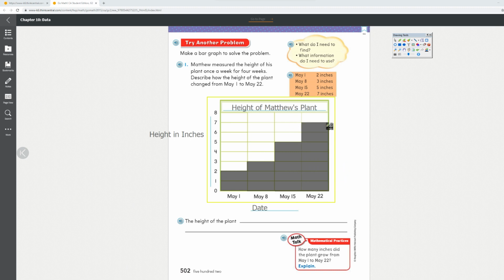So looking at this information, what do you guys think? Did the height of the plant go up? So did the plant get taller? Or did the plant go down in height and get shorter? Or did the plant stay the same throughout all 4 weeks? What do you guys think? The height of the plant grew taller. So something like the height of the plant grew taller from May 1st to May 22nd would be a great answer.